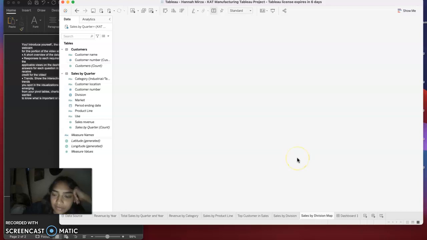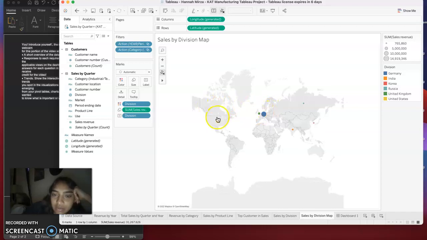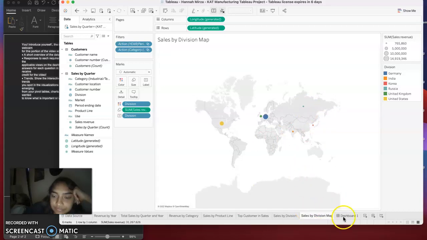Going forward, the sales by division map is also really cool because it shows the exact country and how big the sales are. So as you can see, the US and Germany have the highest. Germany's 14 million, US is 9 million, while Russia and Korea are less than a million. So that's also really cool.